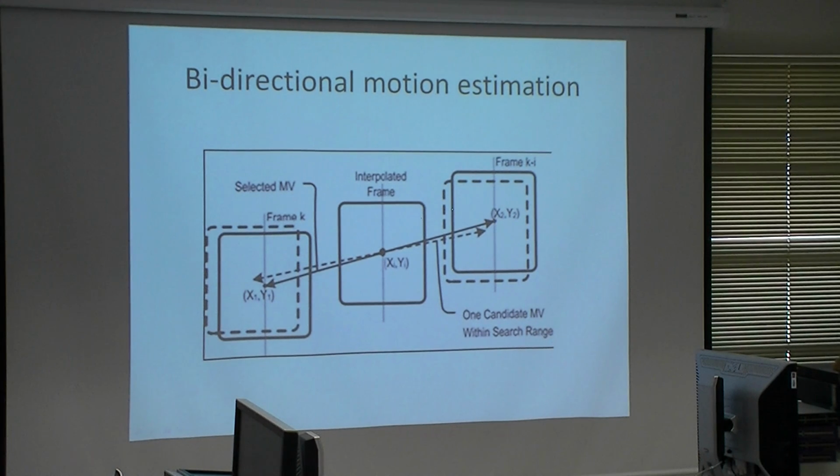Another improvement is we can refine this estimation by using the selected motion vector. The algorithm is the same as the forward motion estimation. The only difference is the searching in this case is symmetric and simultaneously on the frame t minus 1 and t plus 1 to make sure the vector is still here.